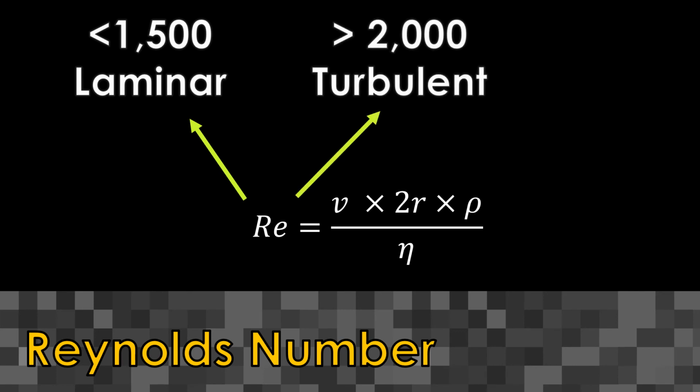Flow that lands in between 1500 and 2000 is undetermined and can be described as disturbed flow, not really laminar and not really turbulent.